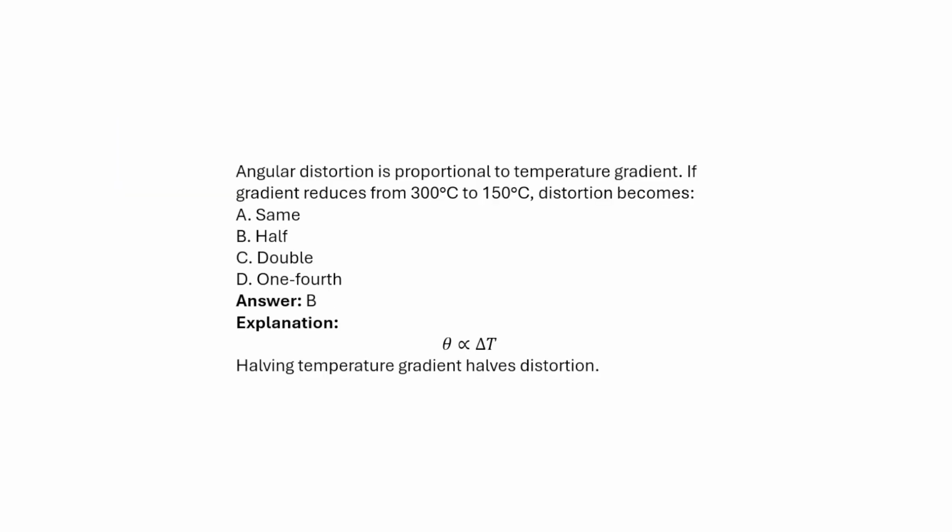The angular distortion is proportional to the temperature gradient. If the gradient reduces from 300 degrees centigrade to 150 degrees centigrade, the distortion will become: option A same, option B half, option C double, option D one-fourth. Answer will be B, half. That is, theta is directly proportional to the change in temperature. Once the temperature becomes half, the distortion also will become half.